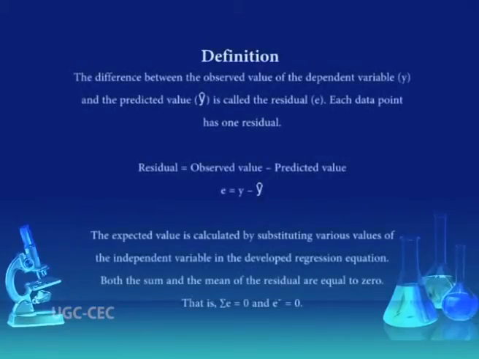Residuals. Definition. The difference between the observed value of the dependent variable y and the predicted value y-hat is called the residual e. Each data point has one residual. Residual is equal to observed value minus predicted value. e is equal to y minus y-hat. The expected value is calculated by substituting various values of the independent variable in the developed regression equation. Both the sum and the mean of the residuals are equal to 0. That is, sigma e is equal to 0 and e-bar is equal to 0.